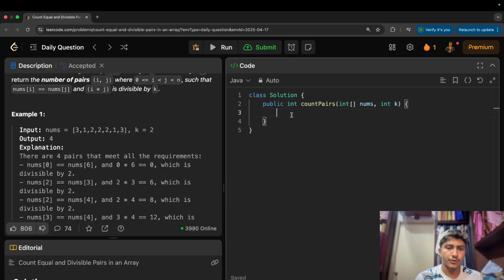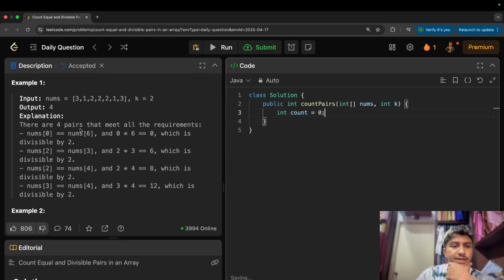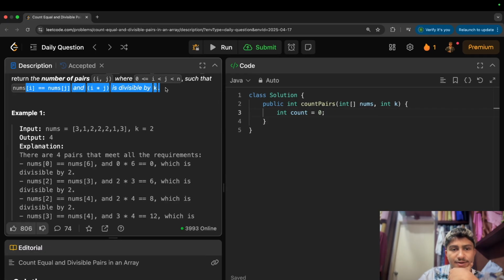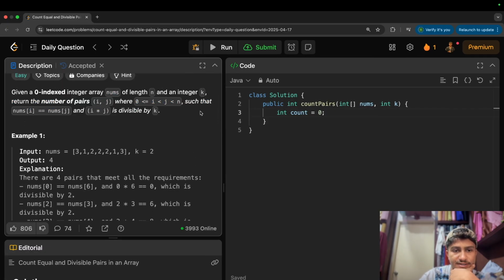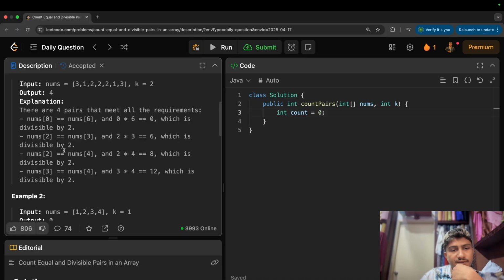So we're gonna do the brute force approach. You guys can try it, it's not bad. The solution is quite good. So first we're gonna need a counter, count equals 0. Why do we need count? Because we need to return how many pairs fit this criteria that is given. So we just have to count those pairs.